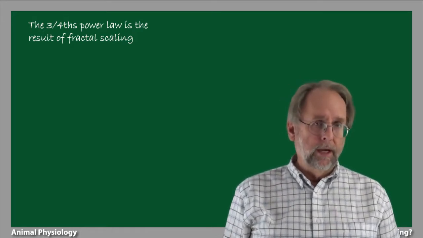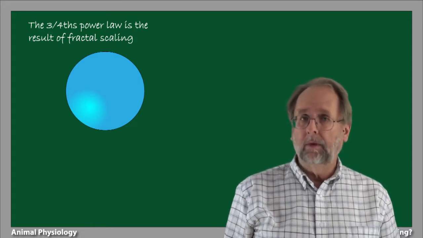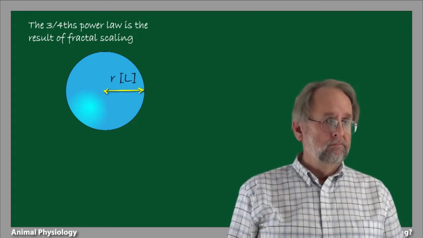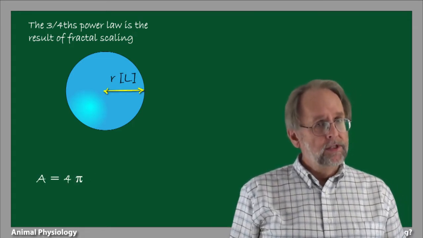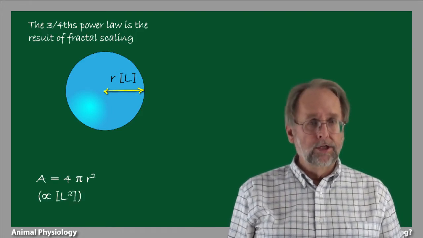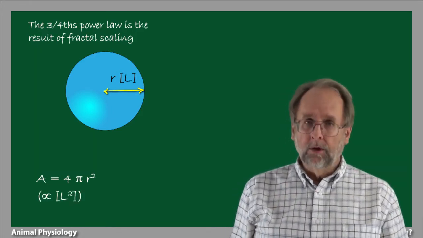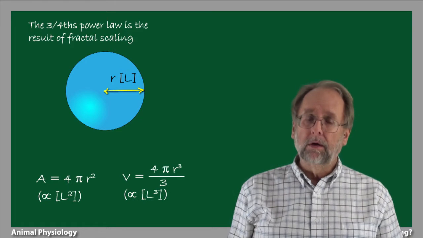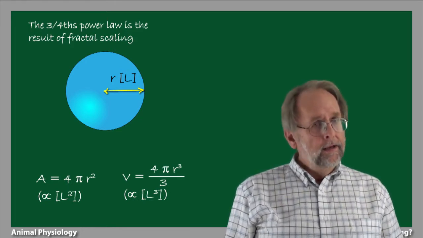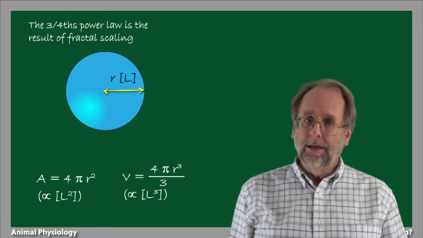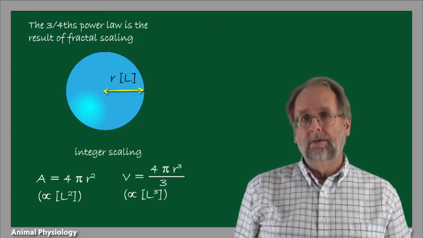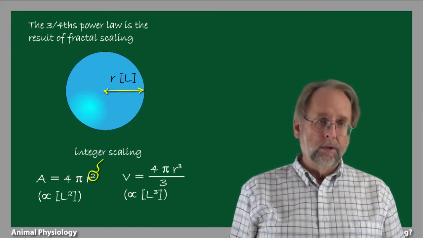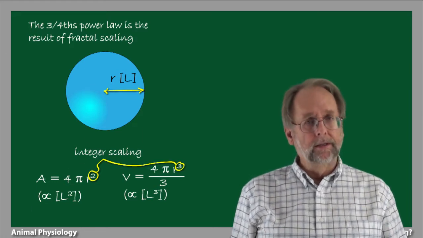Let's take a simple shape. A sphere is as good as any other. If we look at the scaling of surface area to some fundamental dimension of this shape, let's say its radius, we see that the surface area scales to the 2 power of the length dimension. Now let's look at the volume. Similarly, the volume of the sphere should scale somehow to the 3rd power of the length dimension. If we look at both of these scaling exponents, we see that they are integers. That is, the scaling of surface area to length is to the power of 2 exactly, and the scaling of volume to length is to the power of 3 exactly.